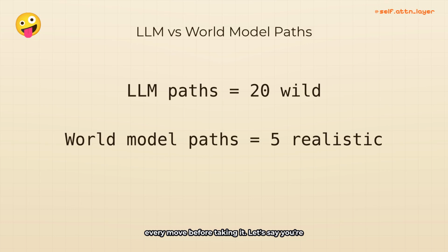Let's say you're a robot in a 5x5 grid room. Your goal? Grab the red apple at 3, 4. A language model tries 20 wild paths. Walk through the apple, teleport to the chair, use mind control. It's creative, but useless. A world model? It builds a tiny grid where each cell is a thing. Table at 1, 2. Apple at 3, 4. Chair at 4, 1. Then it tests moves. No guessing, just rules.